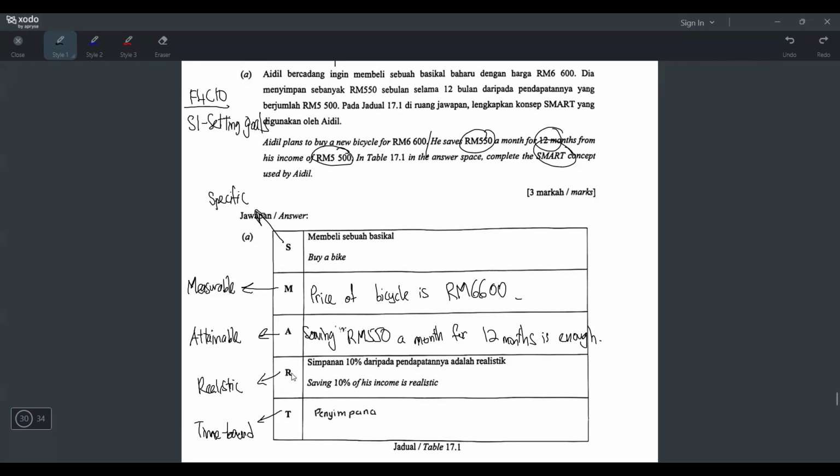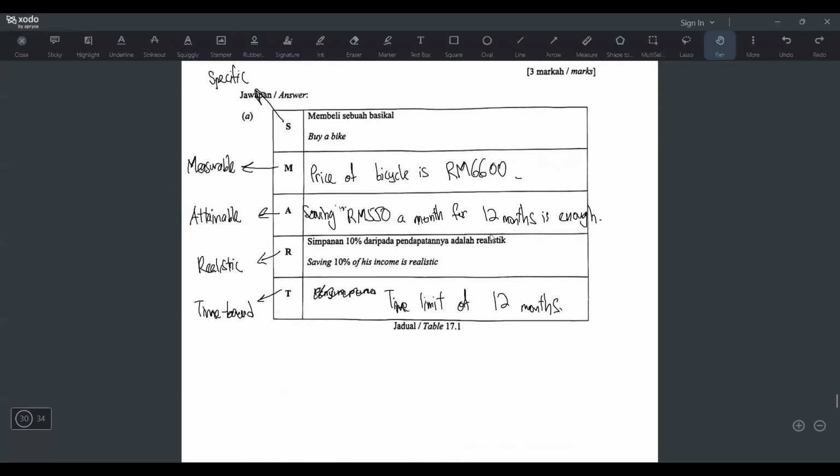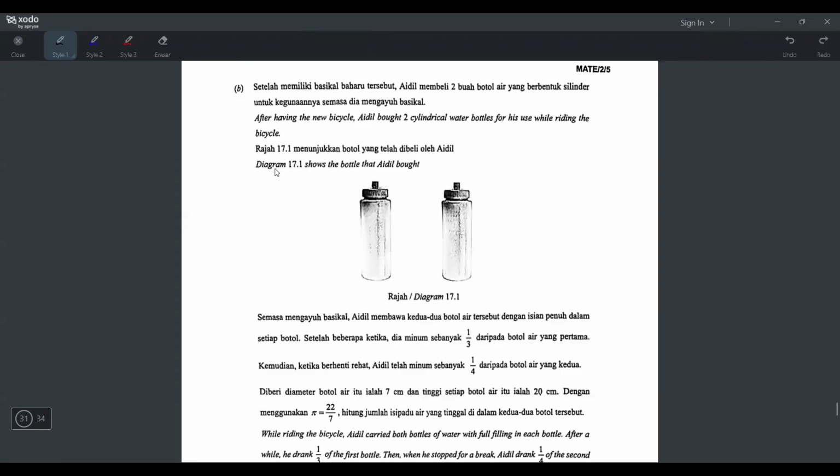Okay, all right. And then realistic, so saving 10% is realistic because saving 10% is not a lot, right? So you still have a lot of remaining money for your other expenses. And then the last one is time bound, and yeah, it's time bound because he will achieve it in 12 months, right? So I will just write here, time limit of 12 months. Or you can say time limit is 12 months, okay? All right, so that's the 3 marks for this. I'm done already. Okay, now we can do soalan B.